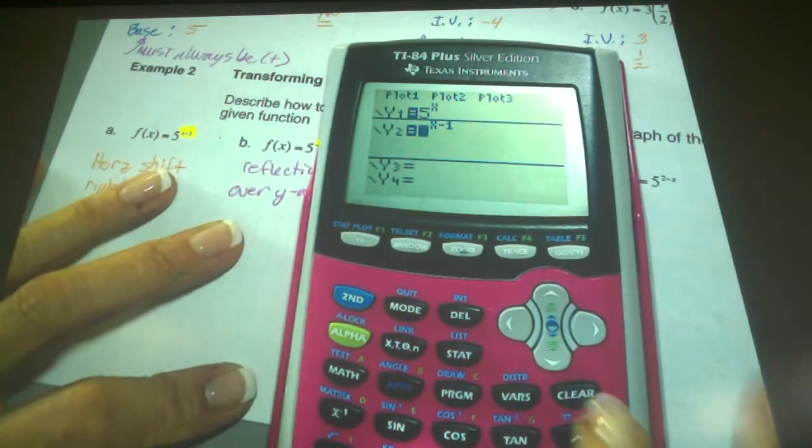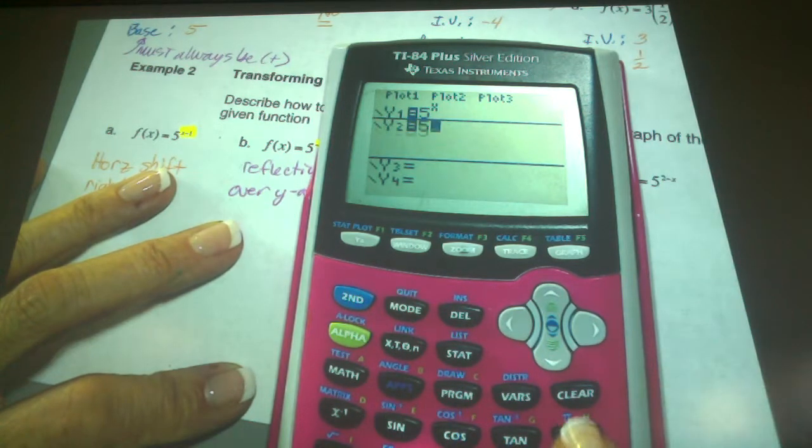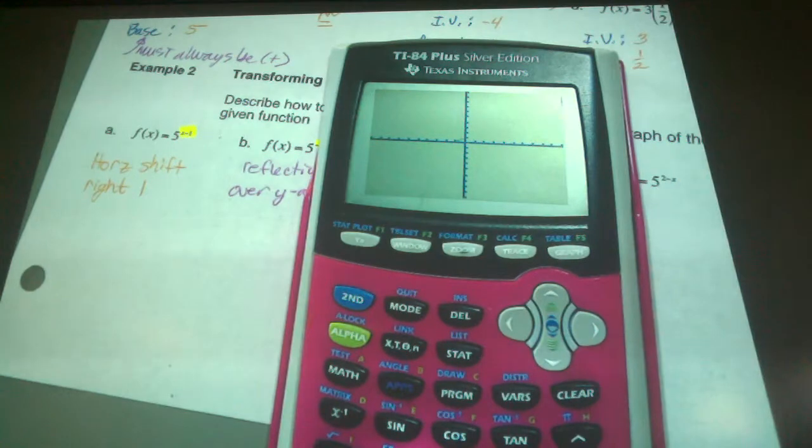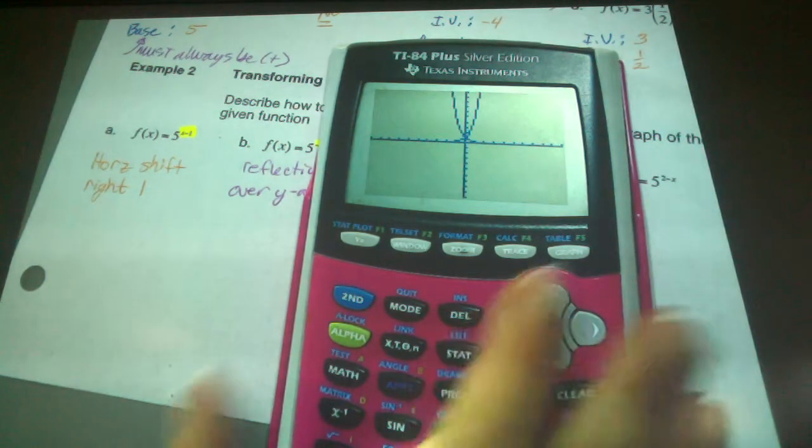Let's change this one. So there's the first one. The second one should be flipped. There it goes. If in doubt, check in your calculator.